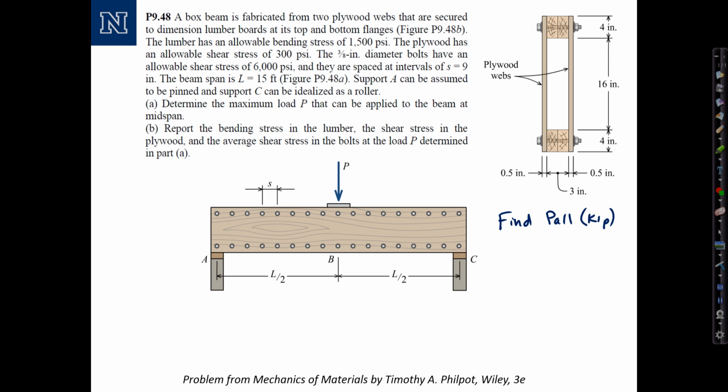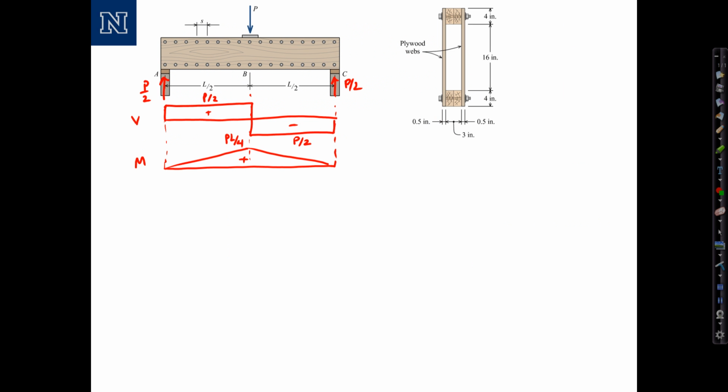So one of those three considerations will control the actual value of P, but then we have to go back and report the stresses in the other parts of the beam. So let's talk through how to set this problem up, and then we'll go back and solve. The first thing we need to do, if we're going to check bending stress and shear stress, is find the maximum shear in the beam and the maximum bending moment in the beam.